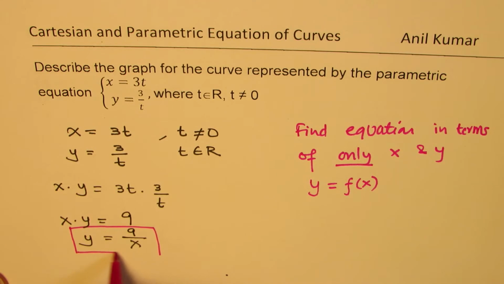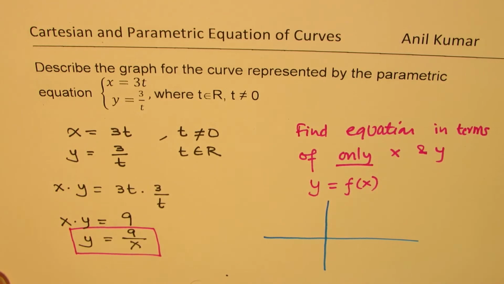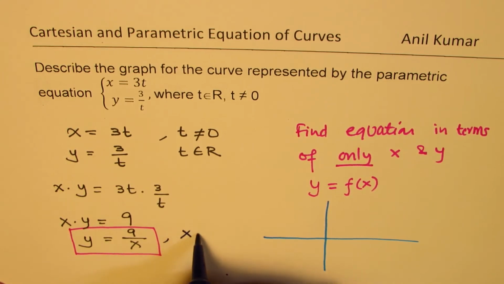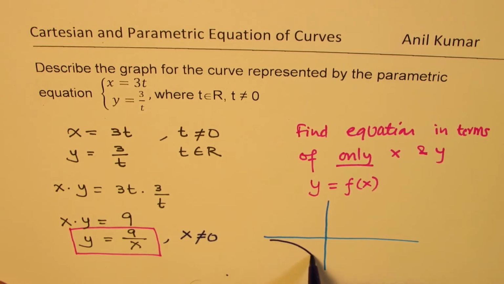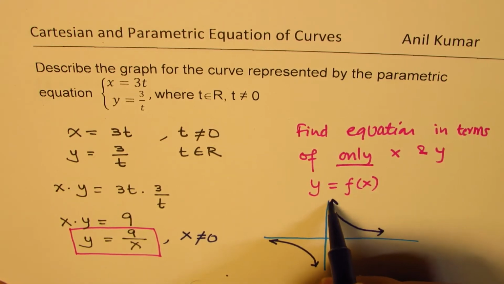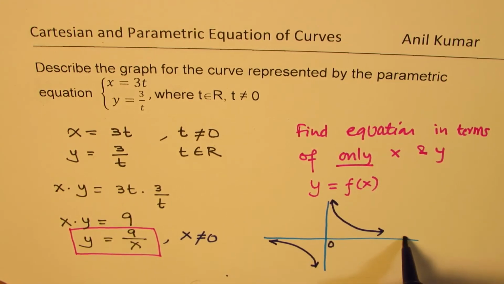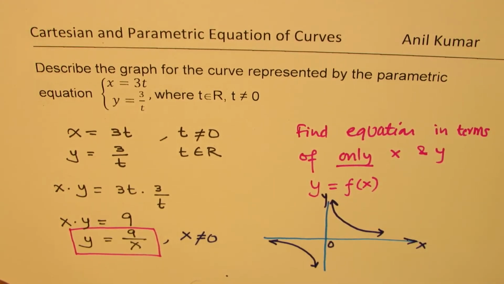Some constant over x. And if you substitute different values for x, you know what kind of graph you're going to get, right? So x is not equal to 0. So the graph will be kind of like this. You can actually substitute some points as we did earlier. Find x and y values, and then check for yourself, right?